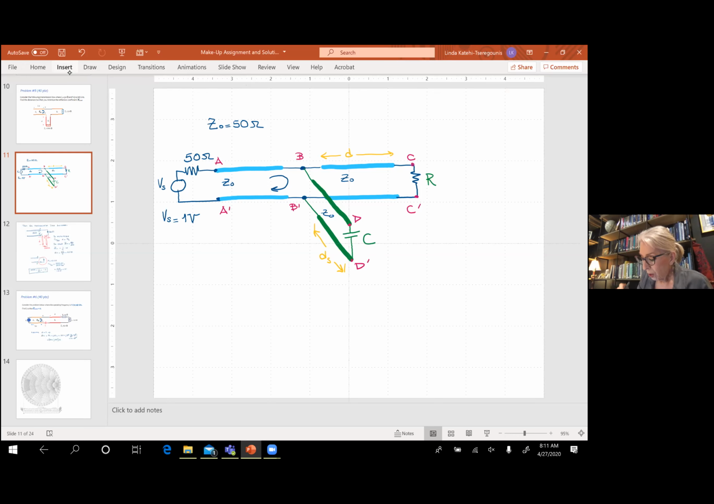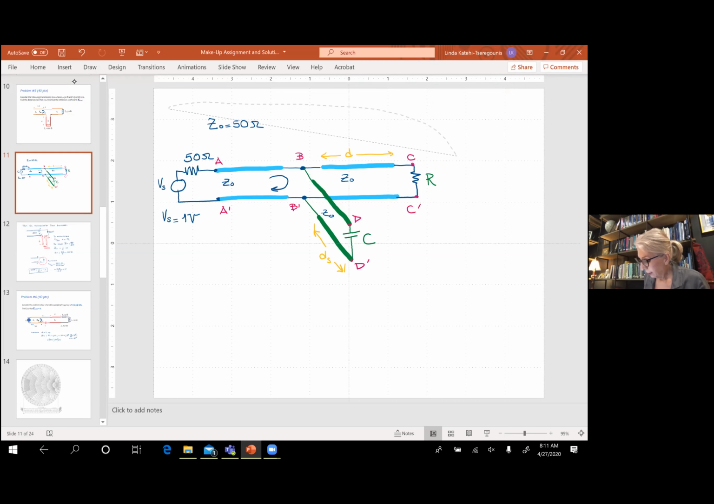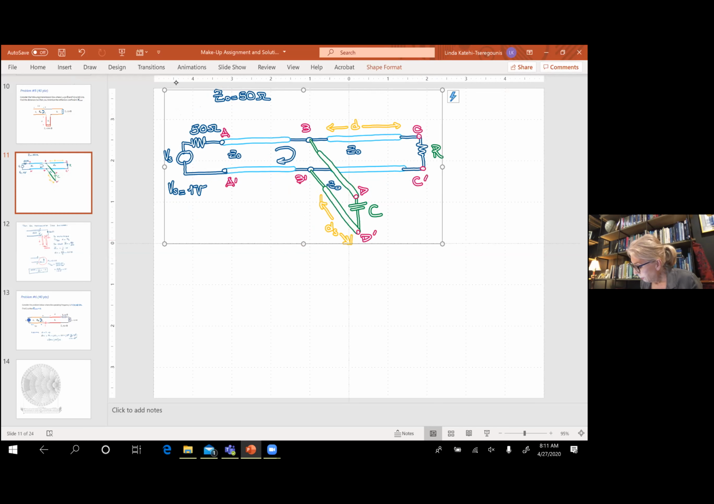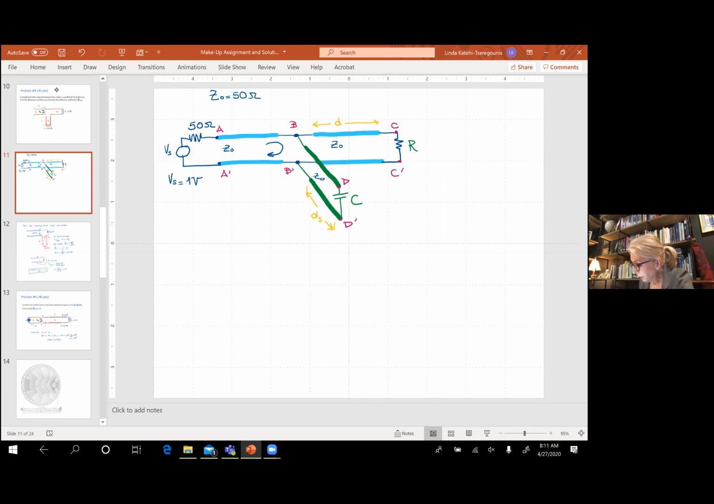So what I want here is practically to move this up and also make it smaller, to be able to solve the problem. This is the problem that we need to solve here. And we're going to solve it with equations first and then with a Smith chart.